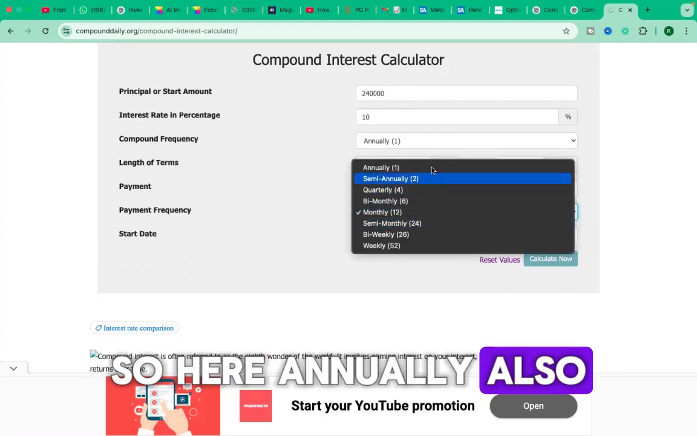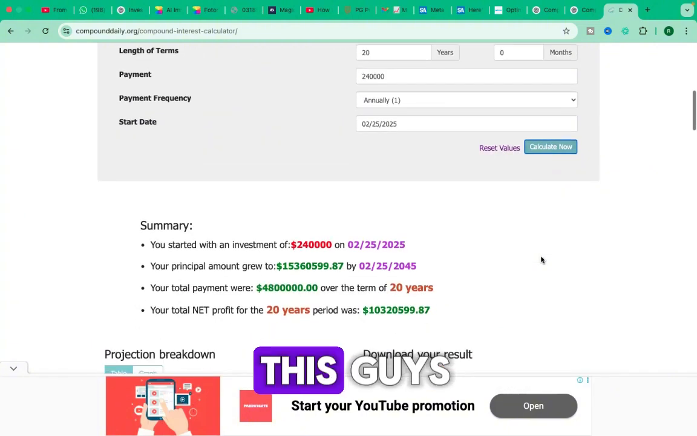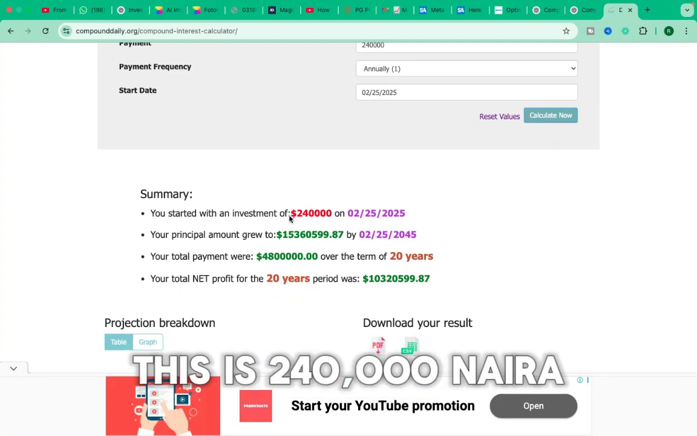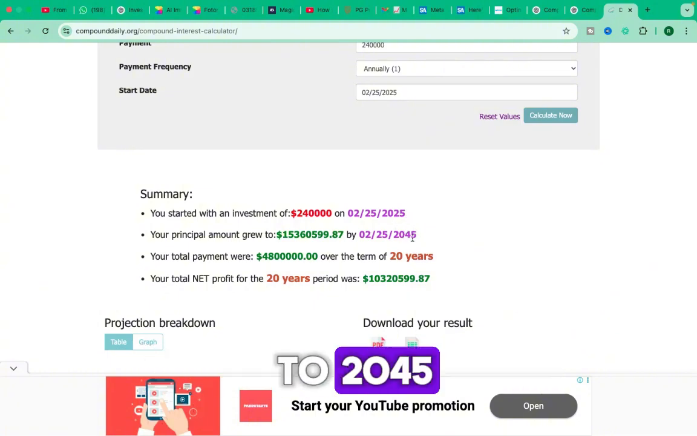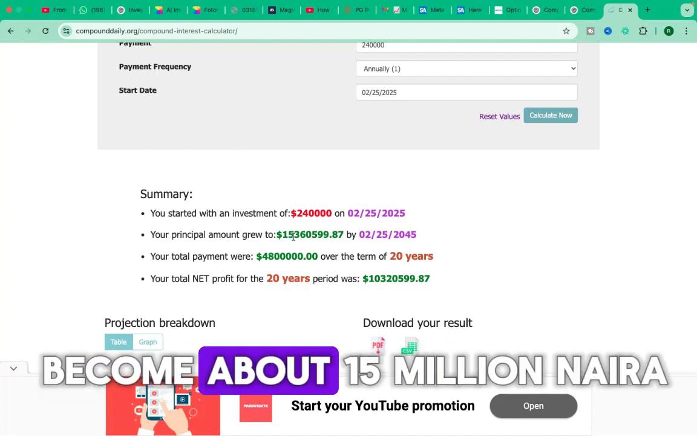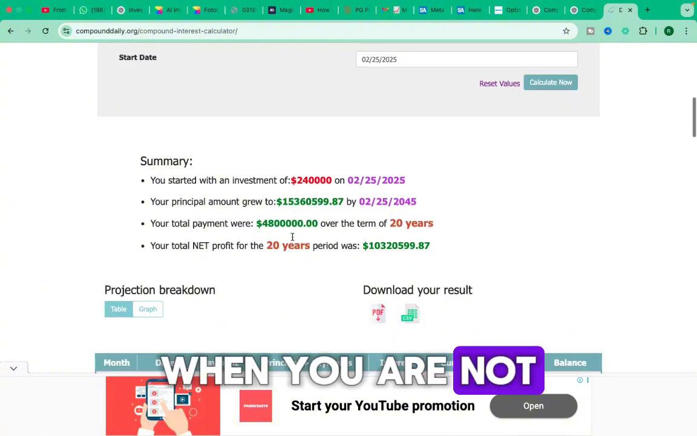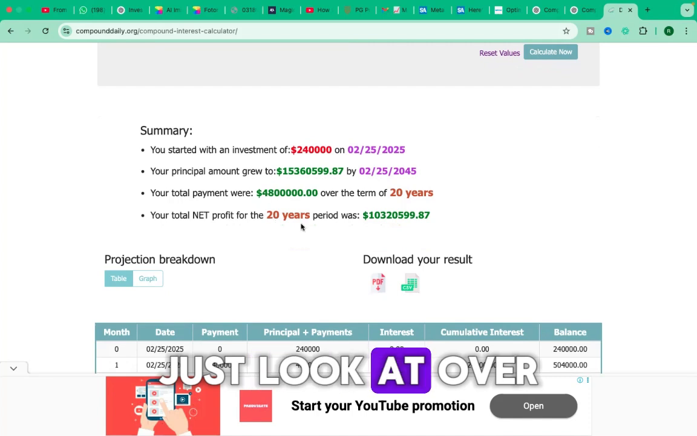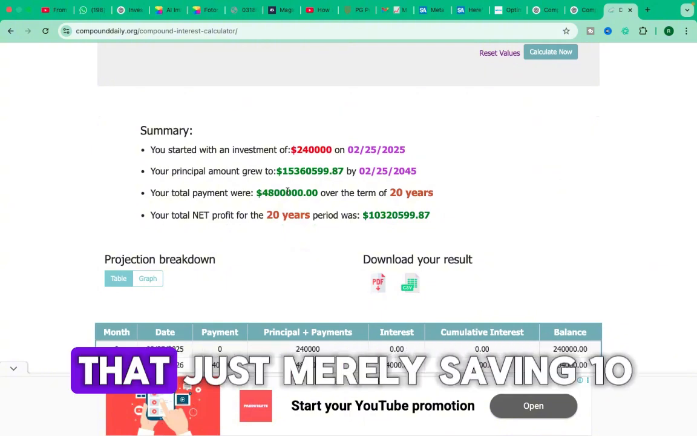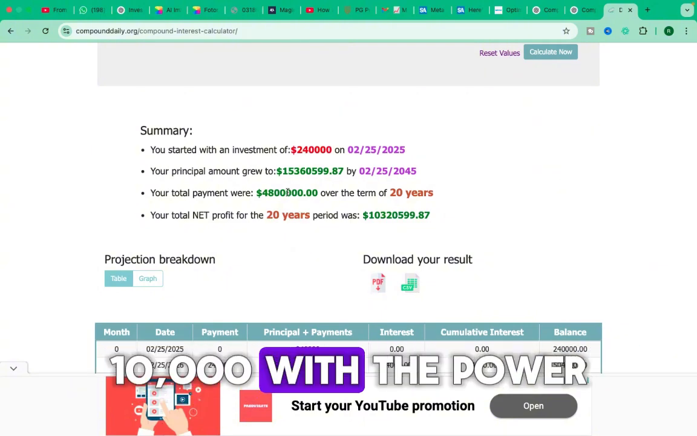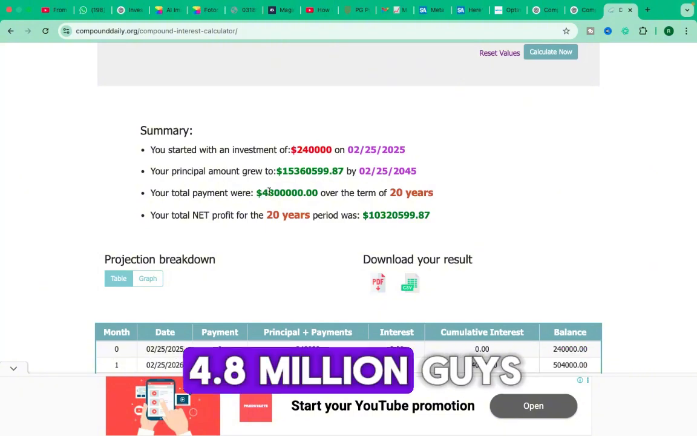So annually, if I start now, and I click on calculate, just look at this, guys. This is the 240,000 naira that I started with. In 20 years' time, which is 2025 to 2045, this money will have become about 15 million naira. I don't know whether you think that is going to be good money for you in retirement, when you are not having to run helter-skelter anymore. Who would have known that just merely saving 10,000, with the power of the cooperative, which was able to double what you wanted to borrow, you could have saved 4.8 million.